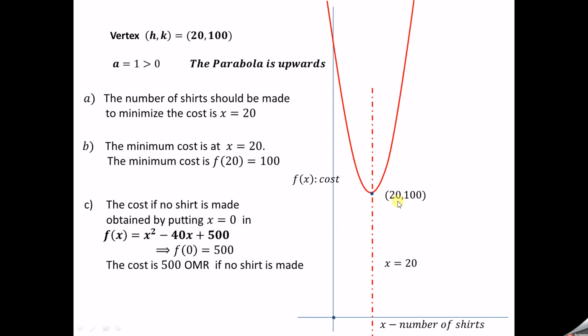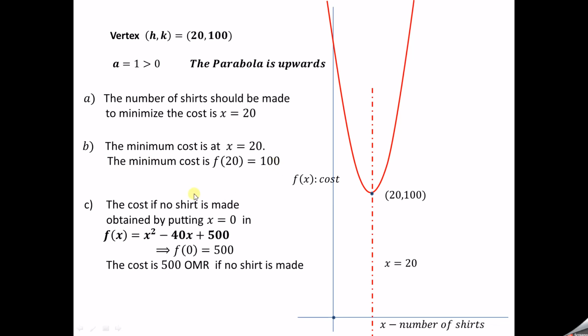The second question is, what is the minimum cost? When we are making 20 shirts, we are getting the minimum. And what is that minimum cost? f(x) is here 100. So the minimum cost, at x equal to 20, is 100. So here the minimum cost is asked, and the minimum cost is 100.